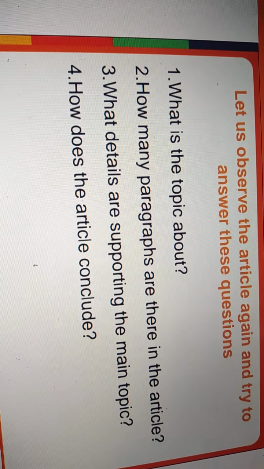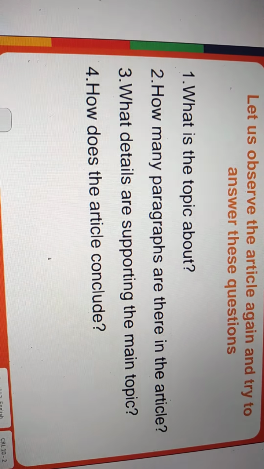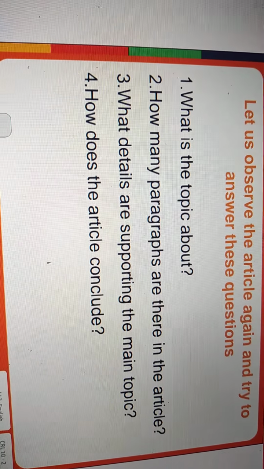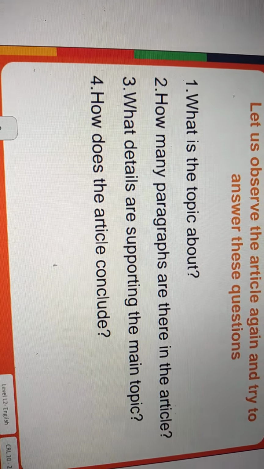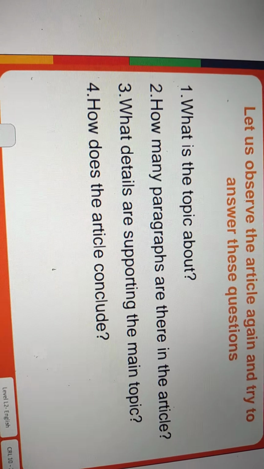Children, now answer these questions. What is the topic about? Yes, you are correct. The topic is about air pollution. How many paragraphs are there in the article, children? Have you observed it? It is an assumption. There are 3 to 4 paragraphs.